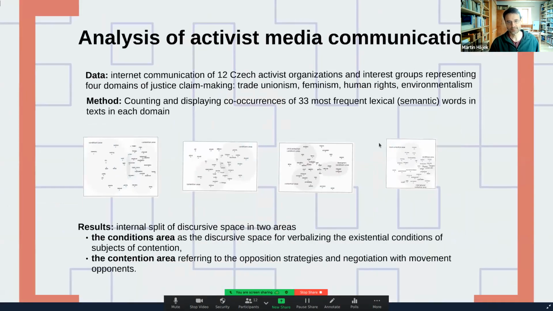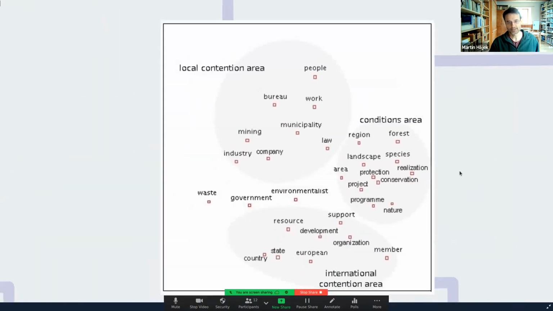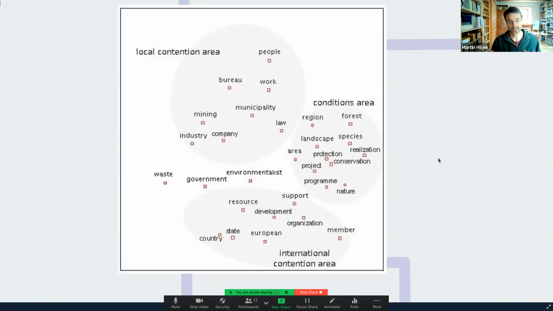And the last, just shortly, is the environmental discursive space. And we see only one condition area, which is protection of species, forest, nature, conservation, and two contention areas: the local one, municipalities, mining companies within Czech Republic and various bureaus in industry, and the international, which is like the Greenpeace movement, where the battlefield is not local as much as international.